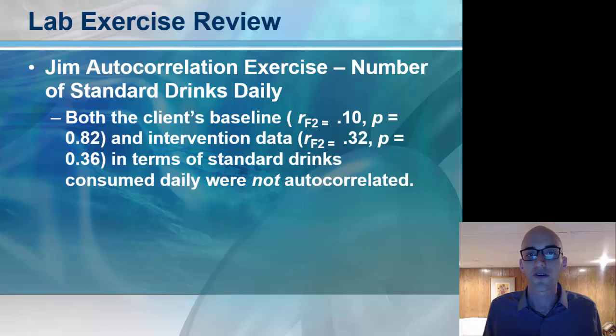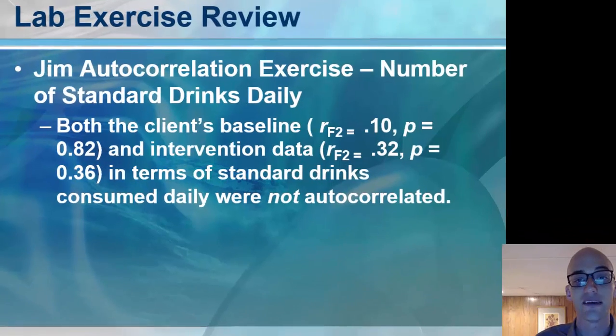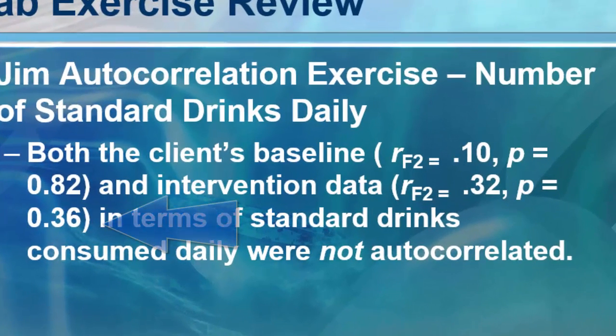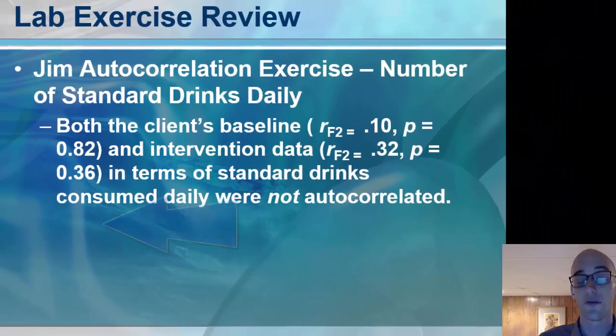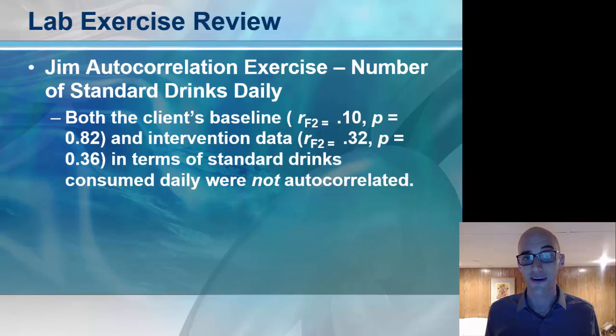So for Jim's autocorrelation exercise, just the first Singwin exercise, based on the client's baseline and intervention data in terms of standard drinks consumed daily, they weren't autocorrelated. And we can say that because the p-value is not below 0.05. This is a different test than a t-test where we're looking at a different p-value, but for the test of autocorrelation, these weren't autocorrelated, so we didn't have to make any transformations.